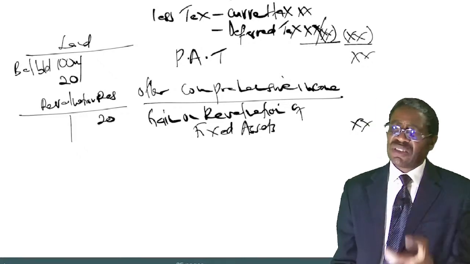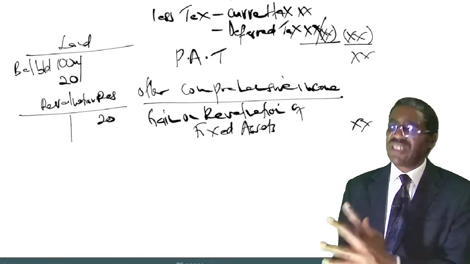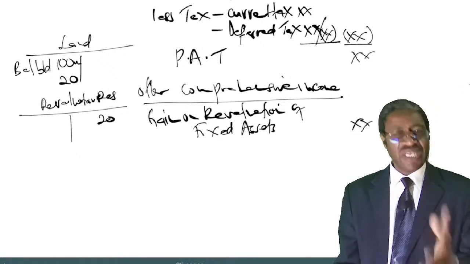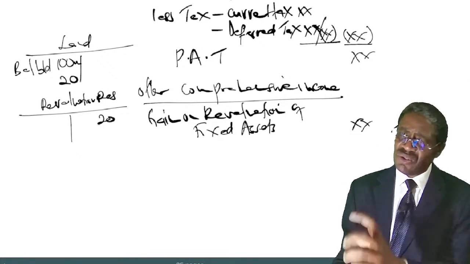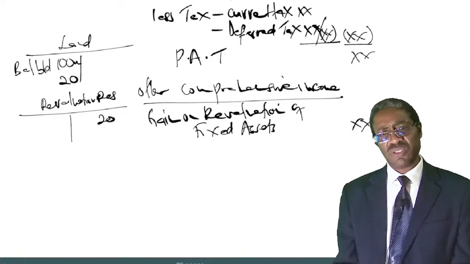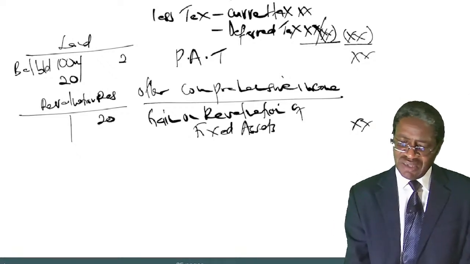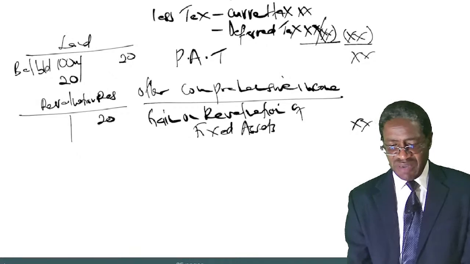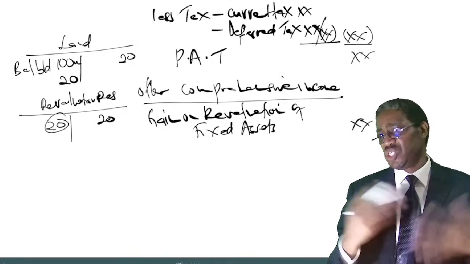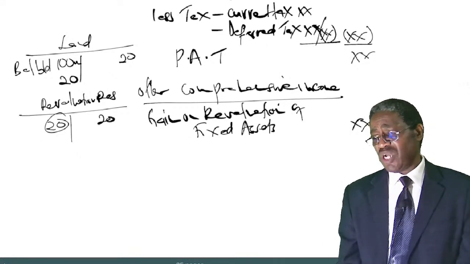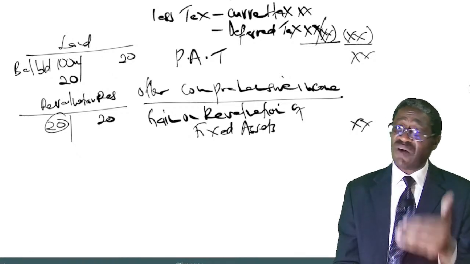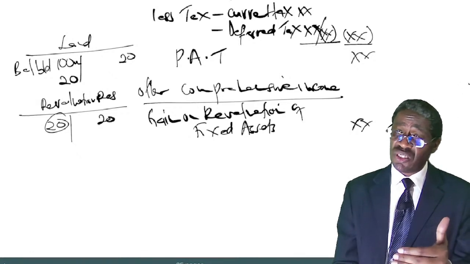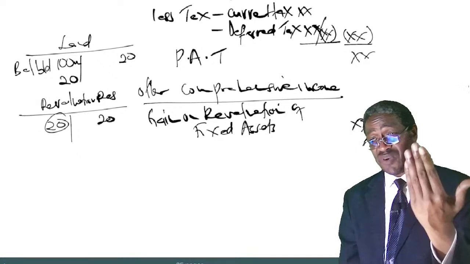It could be that we could have revalued this land downwards. Still, when you revalue the land downwards, it's a loss. So I would have credited land by 20. I would still have debited revaluation reserve, or machinery, whichever it is. I would have debited land, debited revaluation reserve, credited land, or whichever other asset.